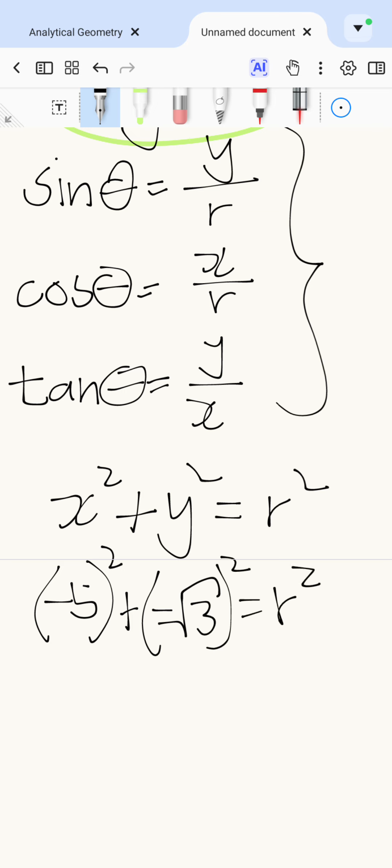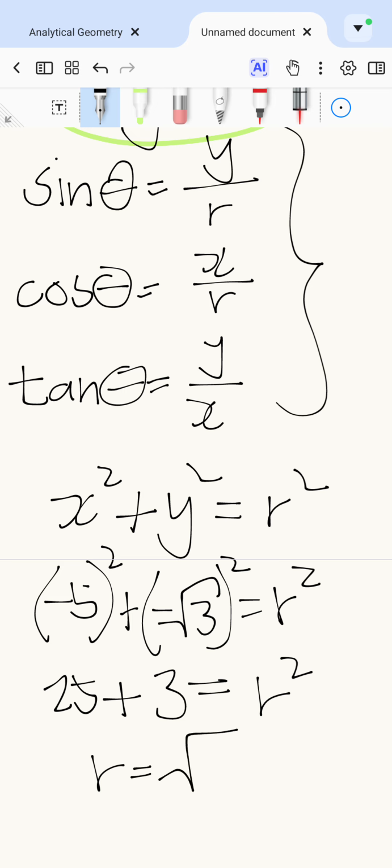Remember to do your substitutions in brackets, just so that you don't mess up the signs, right? So this minus 5 is going to give you a positive 25, plus the minus square root 3, going to become positive square root 3. The square is going to give you 3, and that is equal to r squared. All right, so r would then be the square root of your 28. We added this, and then we square root it on both sides. So now you have r.